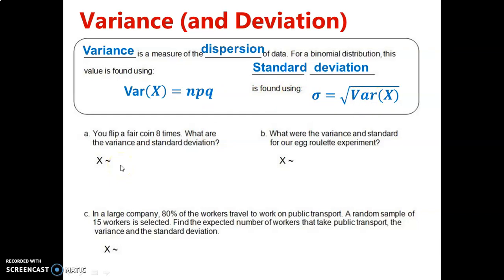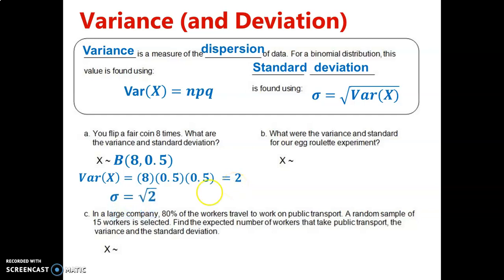Let's apply it here. So again, back to the coin situation. You flip a fair coin 8 times. What are the variance and standard deviation? So again, here's our binomial distribution. For variance, we're going to use this formula. So variance is 8, number of trials, times probability of success, times probability of failure. That gives us a variance of 2. Standard deviation is just the square root of that, so standard deviation is root 2, which is 1.41. Next one, what are the variance and standard deviation for our egg roulette situation?